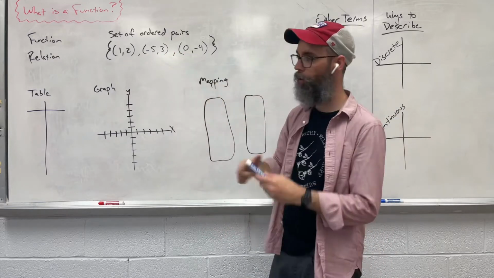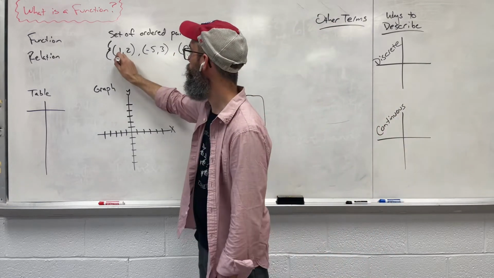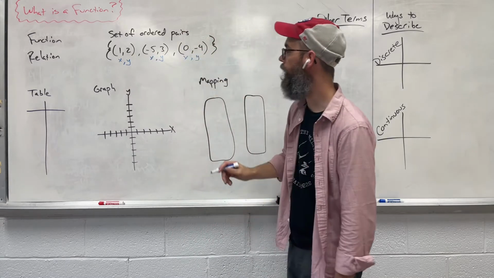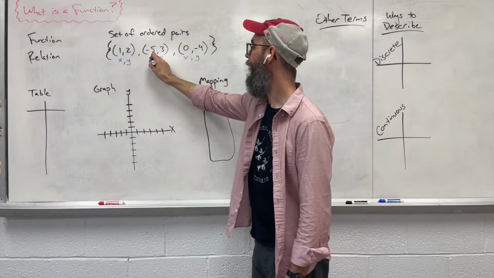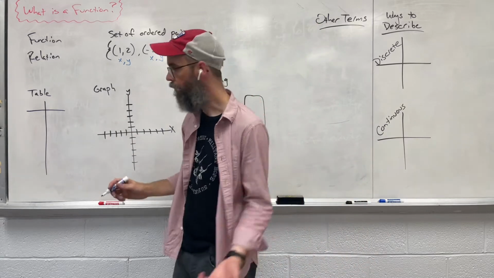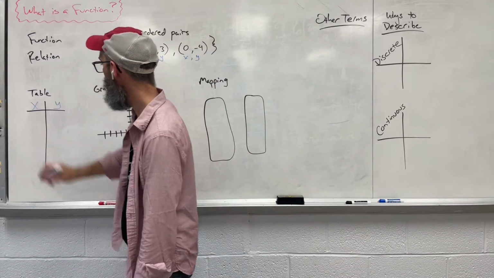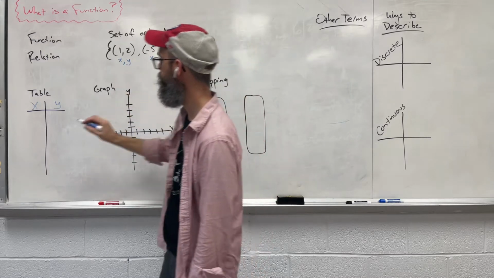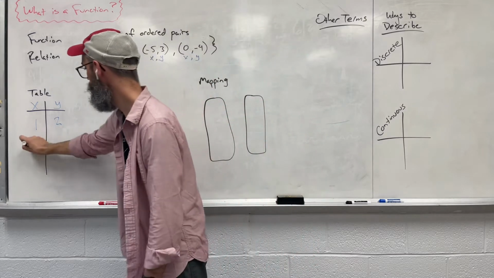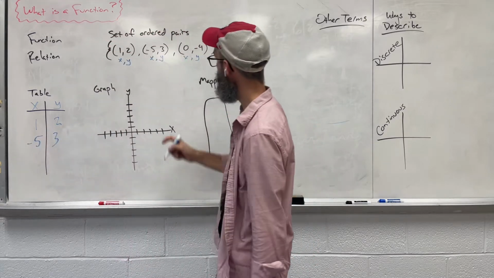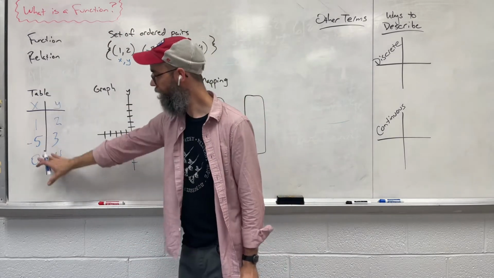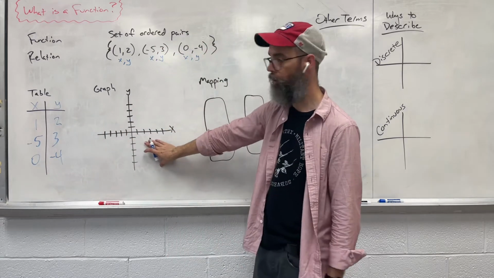Here are three coordinates. It's always x, comma, y, x, comma, y, x, y. Always that order. Now, I can rewrite this information in multiple ways. I could put it into a table. I want to label the top x and y, my first coordinate, 1, 2. Let's put them in, 1 and 2. Next one, -5 and 3. Nothing special here, and 0, -4.